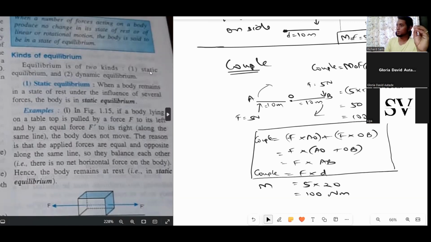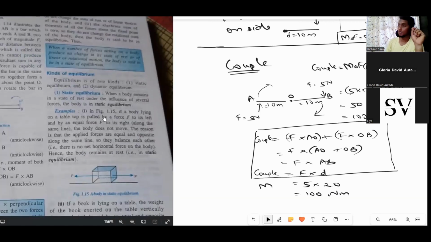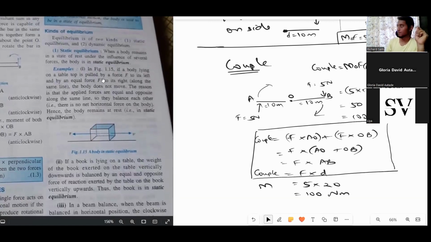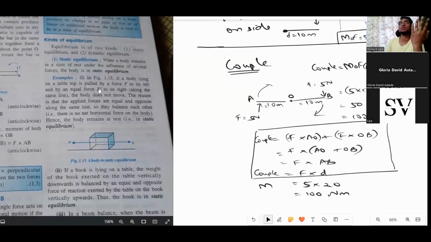So, static equilibrium is what? At rest, complete rest. It is just staying in one position, like this tissue paper box over here. It is not moving. So, that is at static equilibrium. And dynamic equilibrium means a body is moving, but it is moving at a constant speed. Yes, the fan is at dynamic equilibrium because it's rotating at a constant speed.